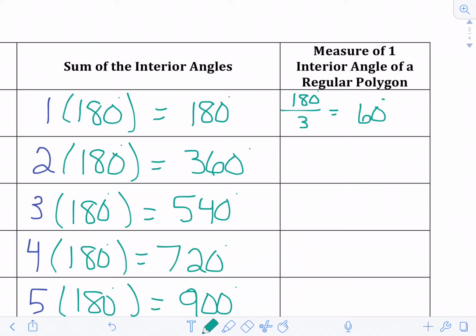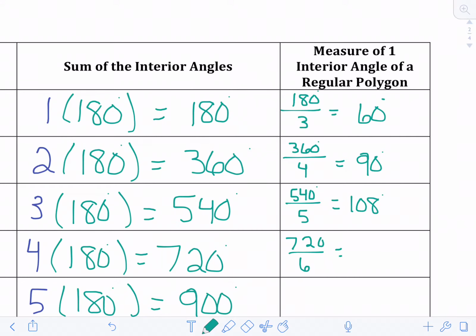For a quadrilateral, there's 360 degrees total. But whenever I look at how many angles I have on the inside, there's 4. 360 divided by 4 gives me 90. And same thing, 540 degrees for a pentagon. There's 5 angles, so that gives me 108. 720 divided by 6 for a hexagon, 120 degrees.